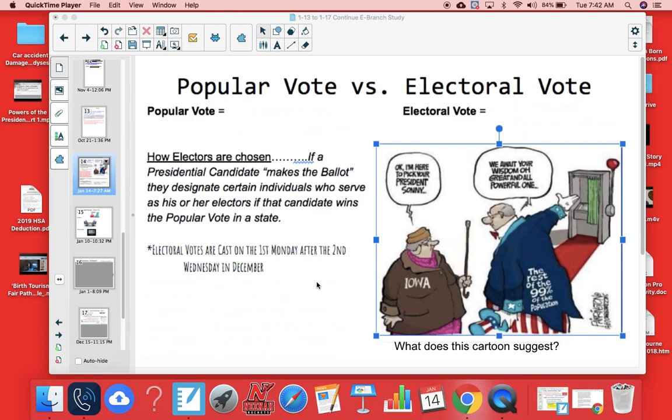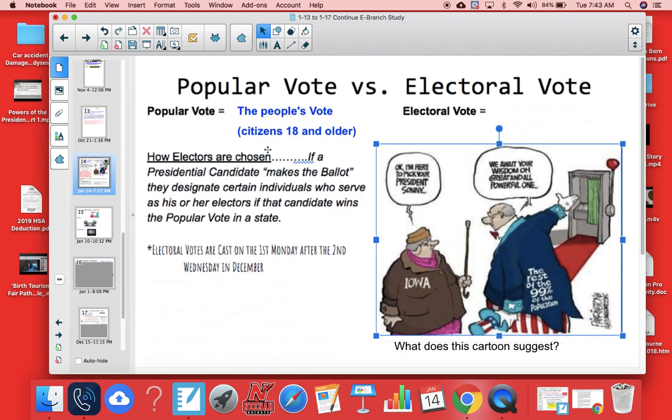Now that you've completed your dice game in your packet, you should know that there's a difference between the electoral vote, the number which is on a state, such as Wisconsin's number 10 and California's 55. It's different than the popular vote. Let's define them. The popular vote is what we would call the citizens' vote or the people's vote, people over 18 years of age. The electoral vote is the educated representatives' vote.